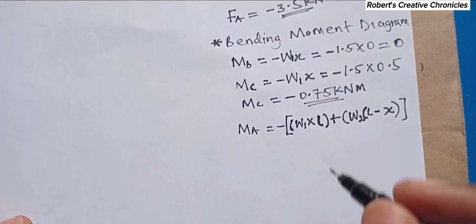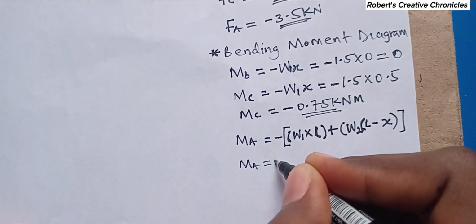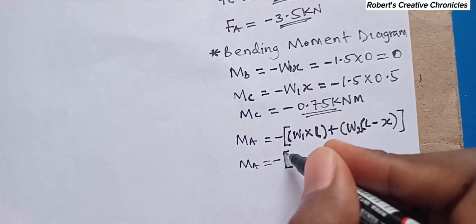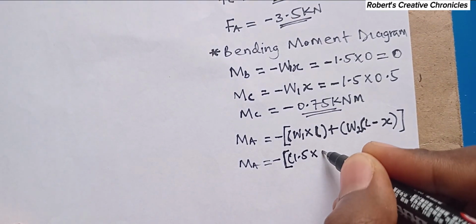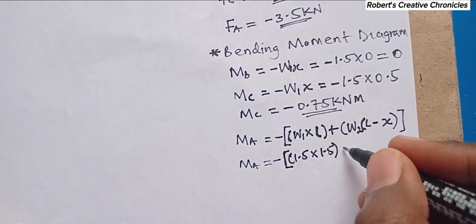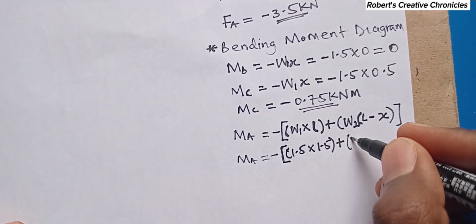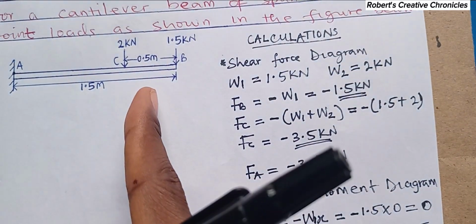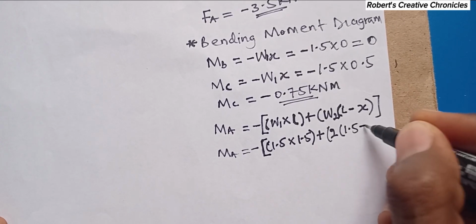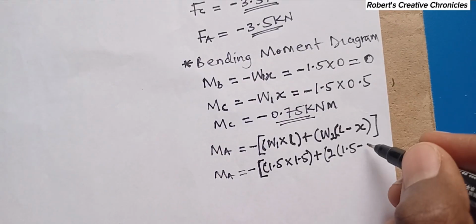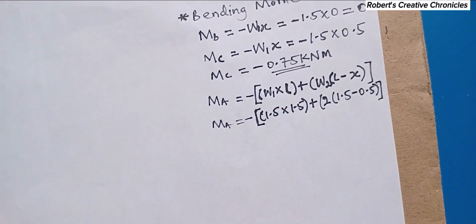So now let's substitute the values. Negative, W1 is 1.5 times L, which is also 1.5, that is the total length of the beam, plus W2, which is 2 from the equation, times L, which is 1.5 minus 0.5. So let's just put this in the calculator.